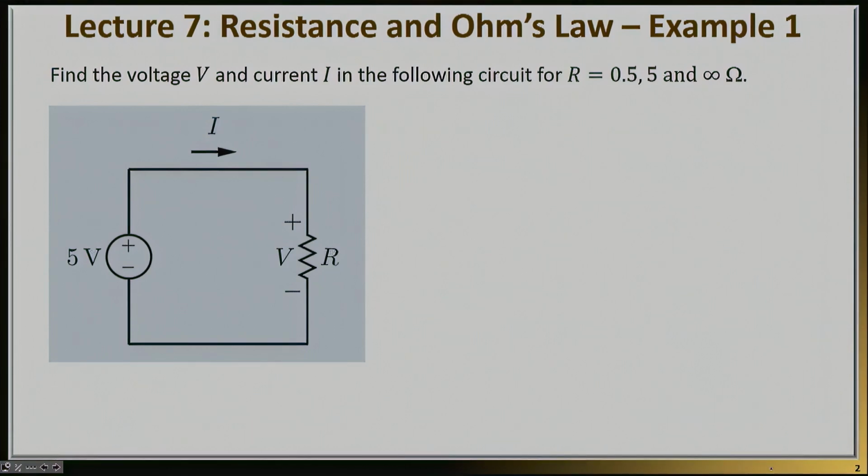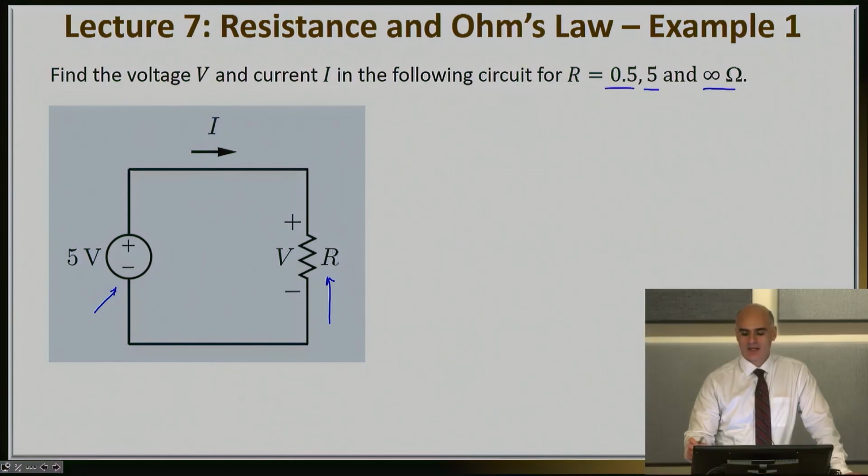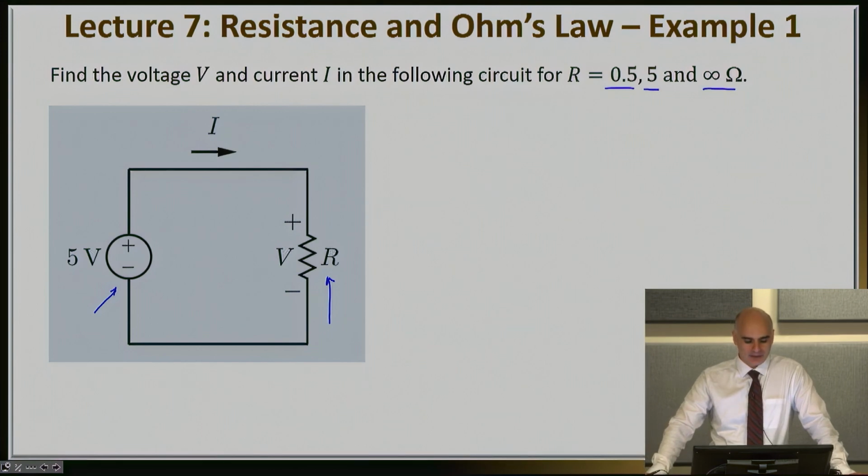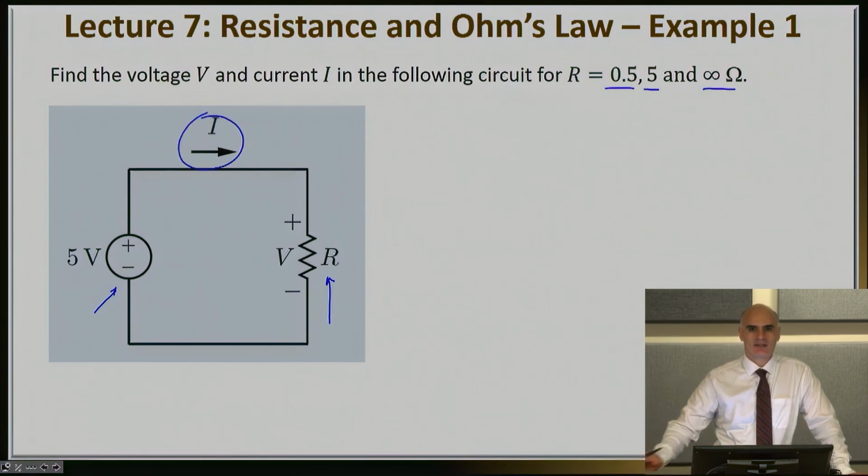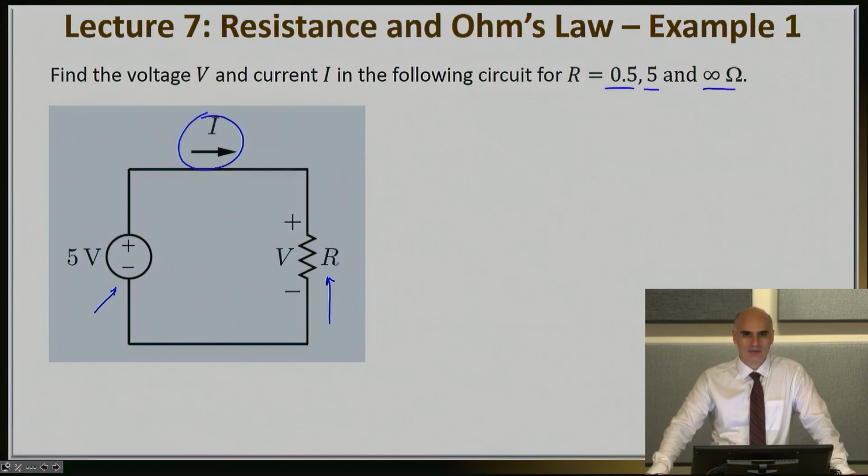This is a simple circuit that includes one DC voltage supply of 5 volts, and it includes a resistance R, and we're going to assume that we have a way to control this resistance from 0.5 ohms, 5 ohms, and even infinite ohms. In each one of those cases, we would like to calculate the resulting current through this resistance and, of course, through the loop.